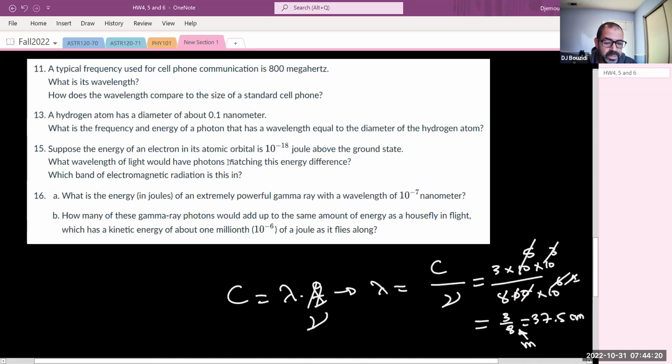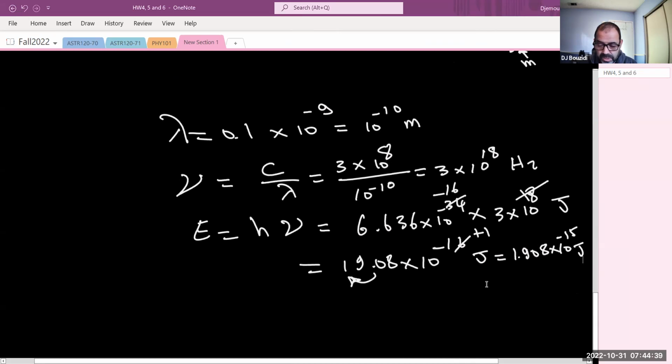Suppose the energy of the electron in its atomic orbital is 10 to the negative 18 joules above the ground state. What wavelength of light would have the photon matching this energy difference? Which band of the electromagnetic radiation is this in? So let's find, for 10 to the negative 18 joules, first of all, what is that in terms of frequency?